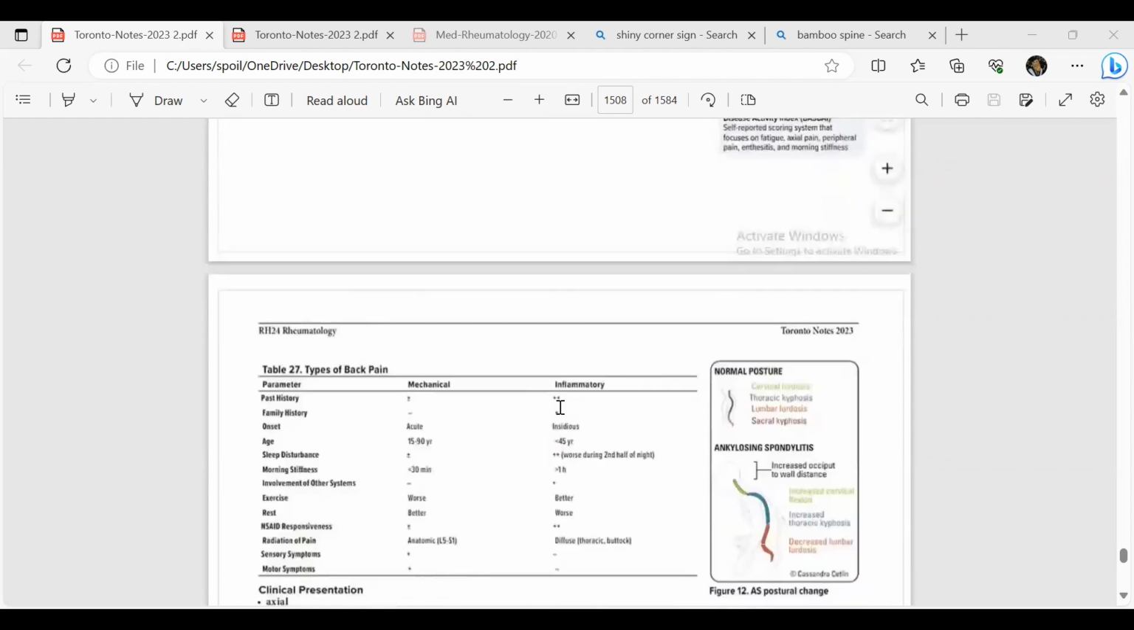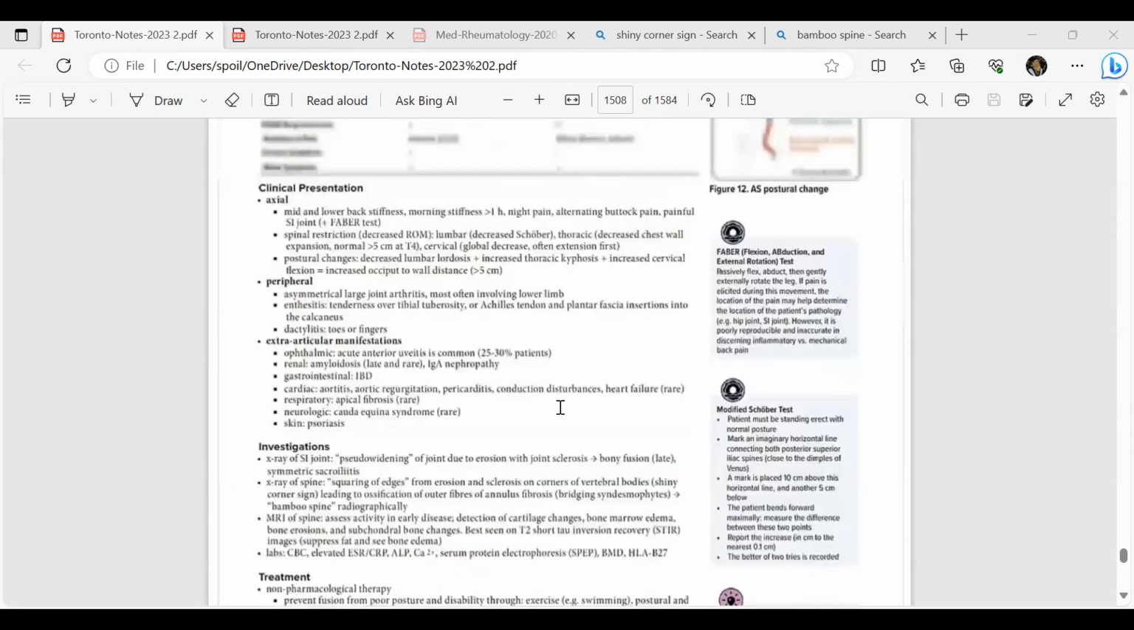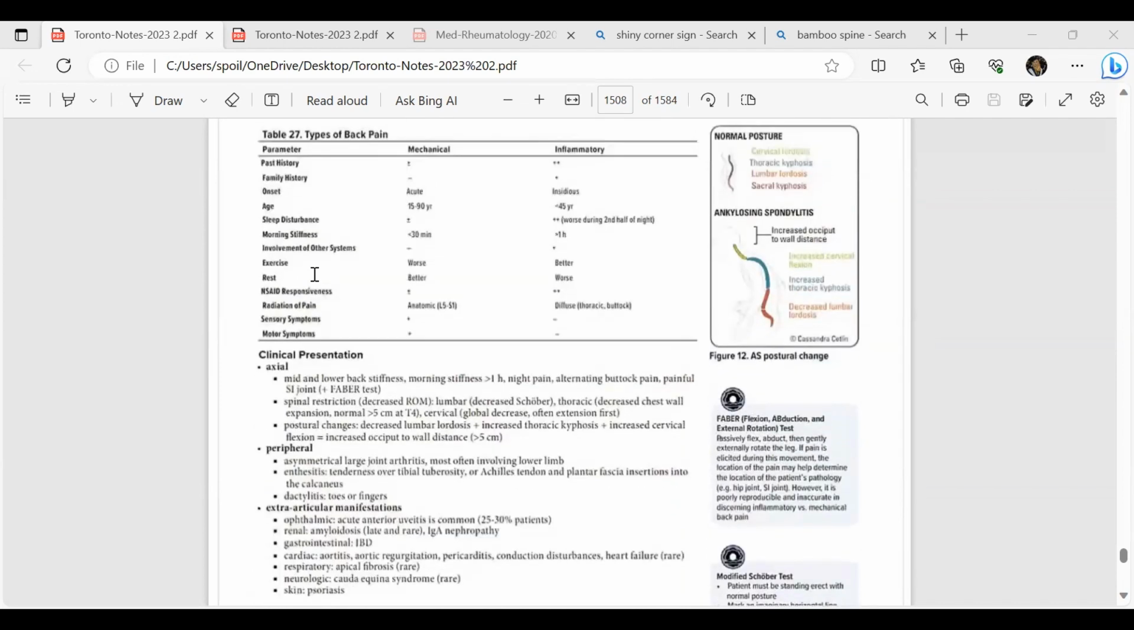Now the clinical presentation of AS. We will have mild lower back stiffness, morning stiffness greater than 1 hour, night pain, alternating buttock pain, and a painful sacroiliac joint. And this is the FABER test. Here it is written: flexion, abduction, and external rotation test. This is a test which is done to check how much pain you have and your movement.